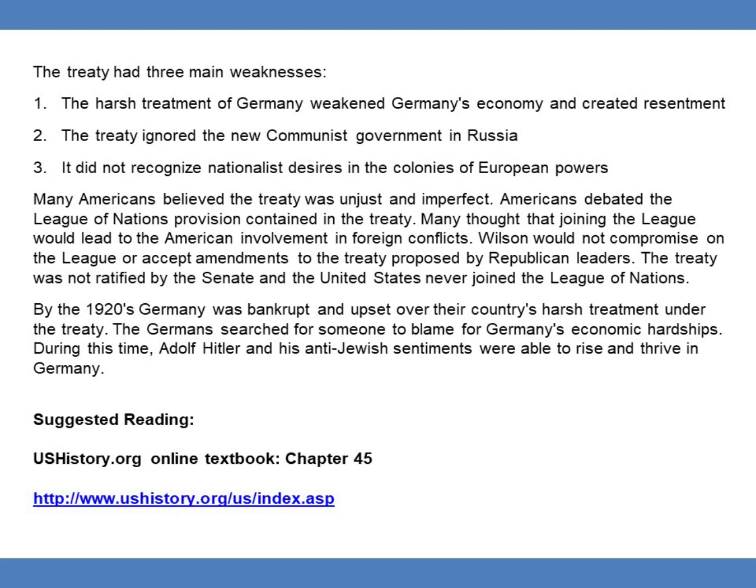Americans debated the League of Nations provision contained in the treaty. Many thought that joining the League would lead to American involvement in foreign conflicts. Wilson would not compromise on the League or accept amendments to the treaty proposed by Republican leaders. The treaty was not ratified by the Senate, and the United States never joined the League of Nations.